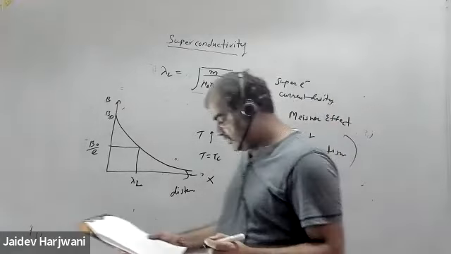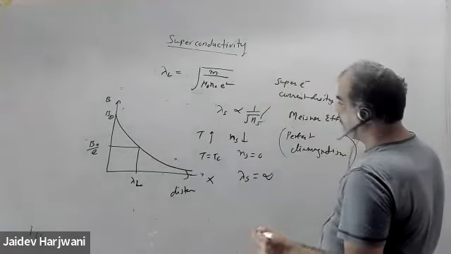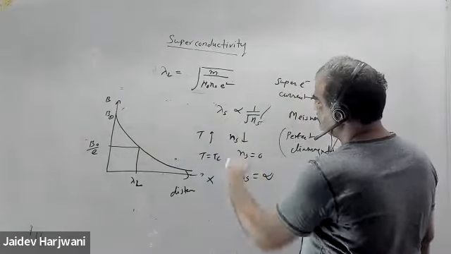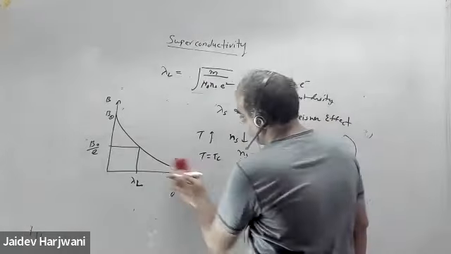Okay, this is perfect diamagnetism. Now here, from here, this lambda. Lambda also is temperature dependent. Your penetration depth is also temperature dependent.